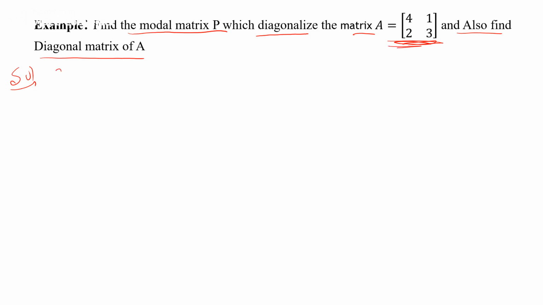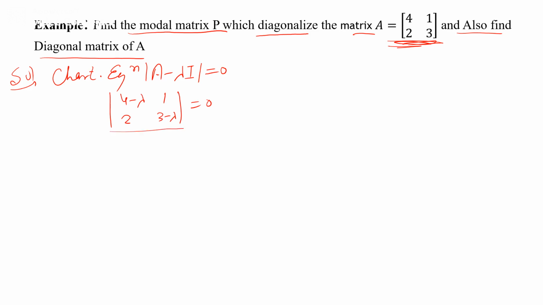So we write the characteristic equation, that is determinant of A minus lambda I is equal to 0. So we write the determinant with entries 4 minus lambda, 1, 2, 3 minus lambda is equal to 0. Now expand that determinant. So we write (4 minus lambda)(3 minus lambda) minus 2 is equal to 0.